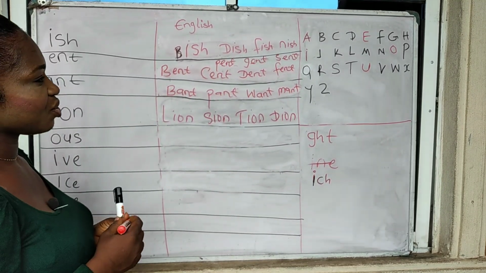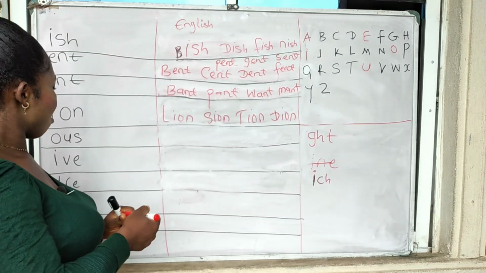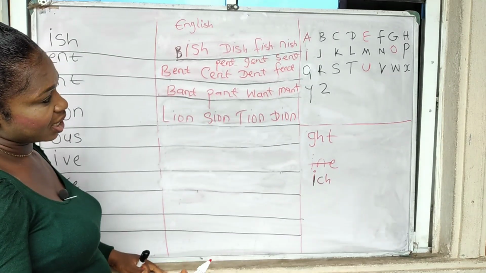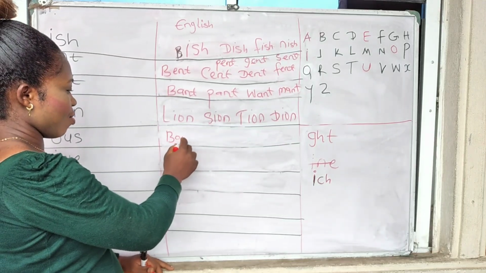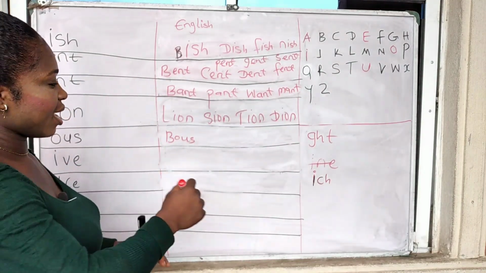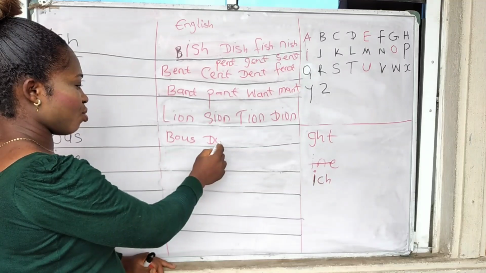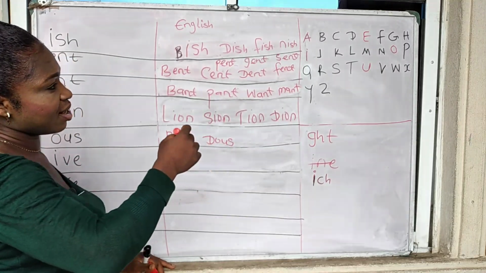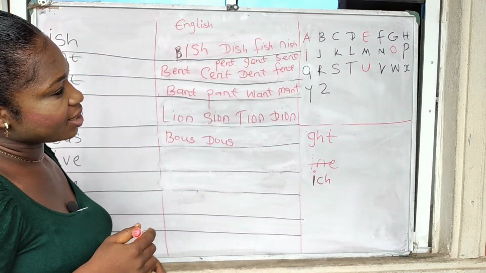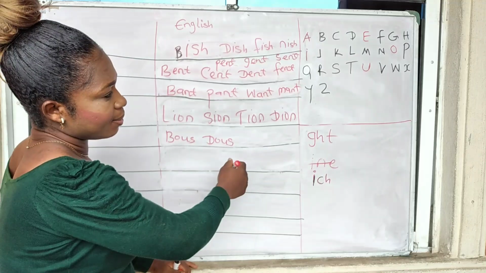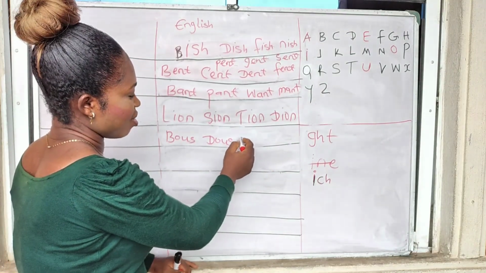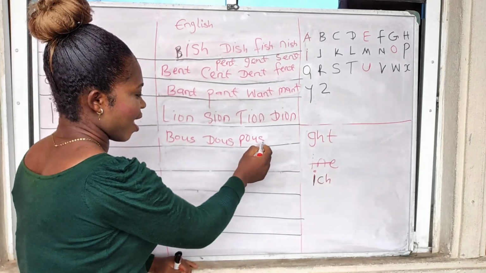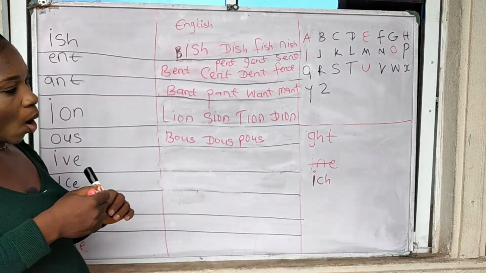So you can choose the letter, maybe let's say I choose letter B. You have boss. I can choose D, dos. I can decide to choose maybe which letter, P, have pause and all that.